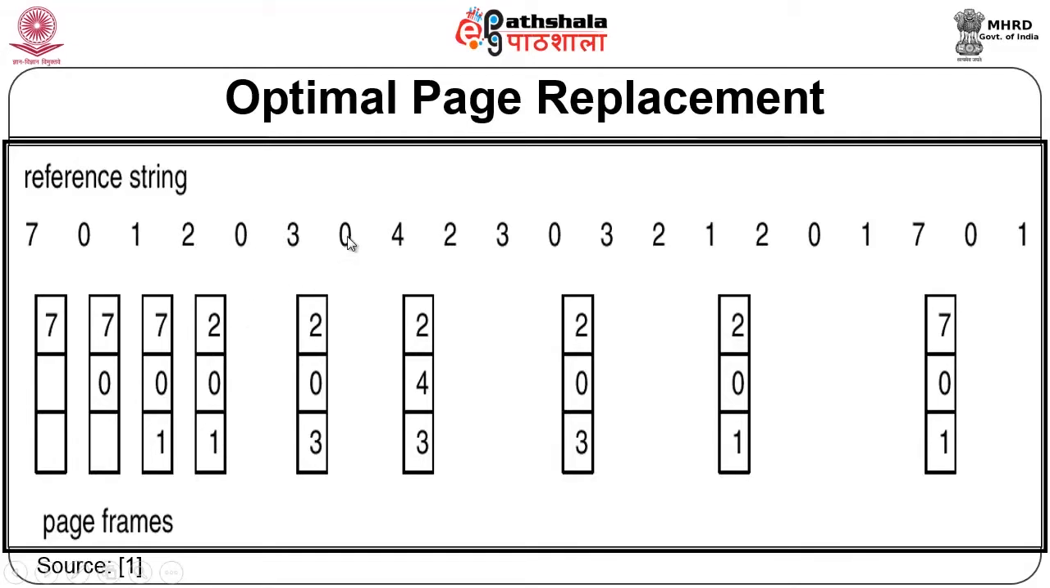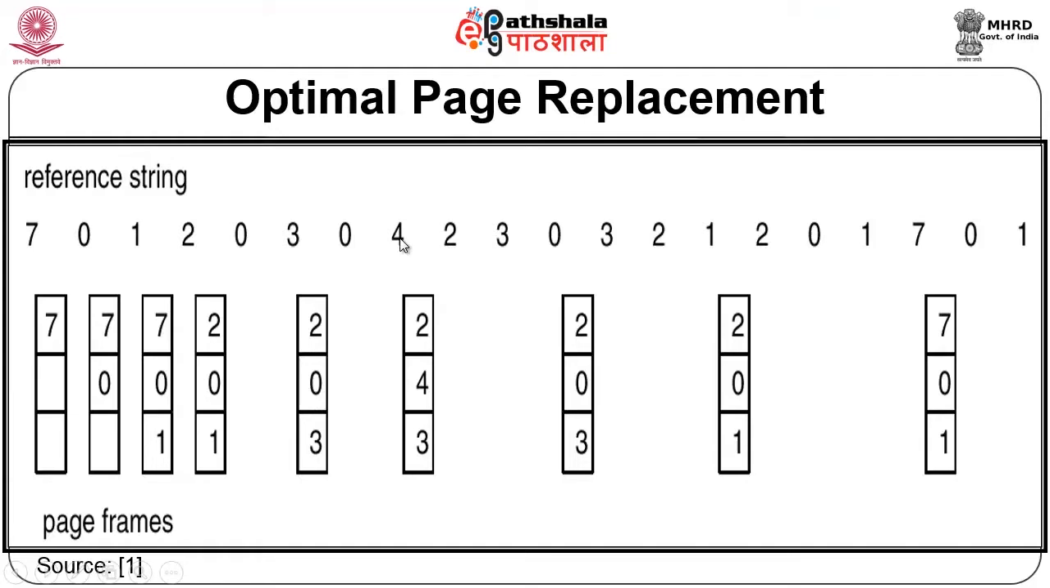0 will be used and 2 will be used and only then 1 will be used. So, 1 is the page which will not be used in the near future, which will be used after the longest amount of time, and 1 is chosen for replacement and 1 is moved out and 3 is brought into the main memory. And the next reference is for page number 0. 0 is present here already. So, there is no need for replacement, you can use 0 as such.